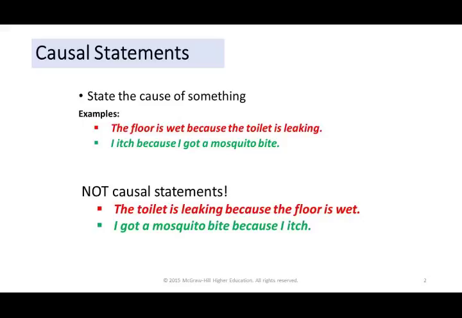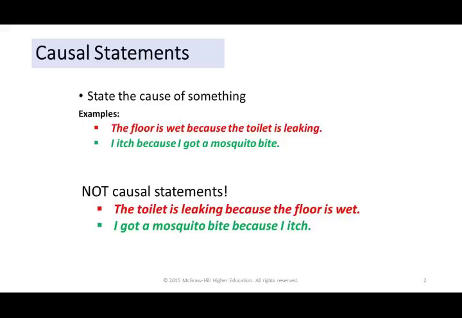They just alternate their position around the word because. So I itch because I got a mosquito bite. I got a mosquito bite because I itch. But one will function as a causal claim and the other will actually function as an argument. So the ones that are not causal claims are arguments.